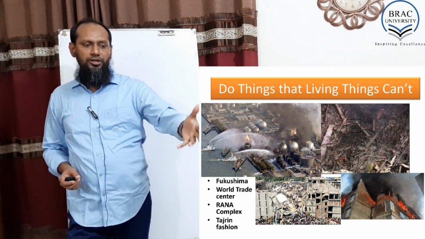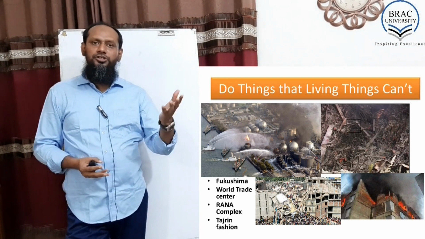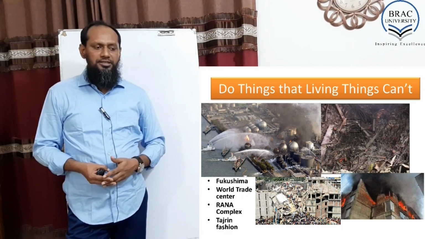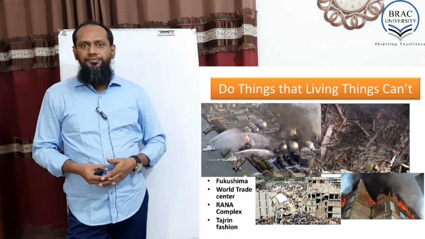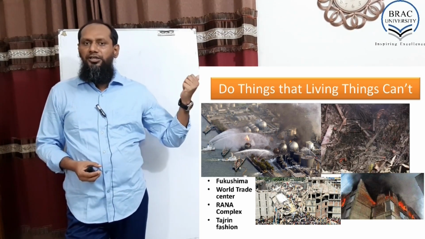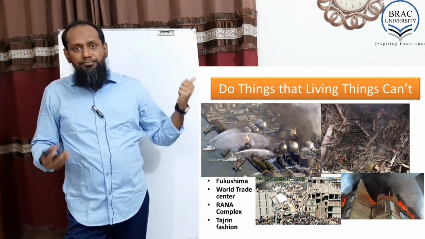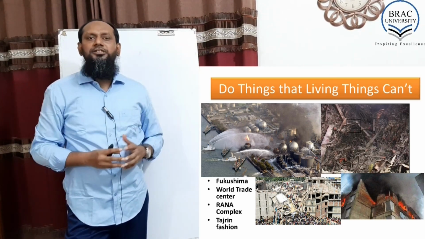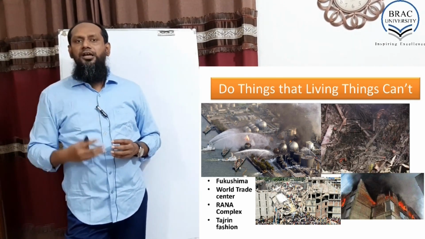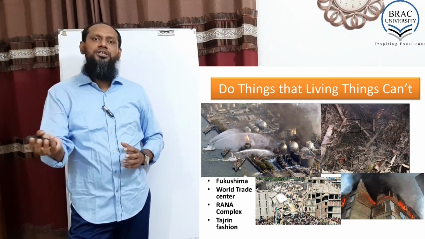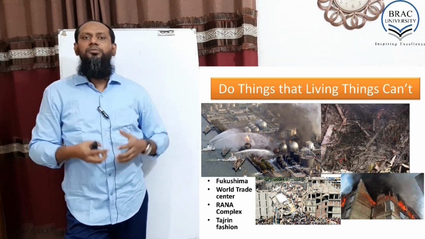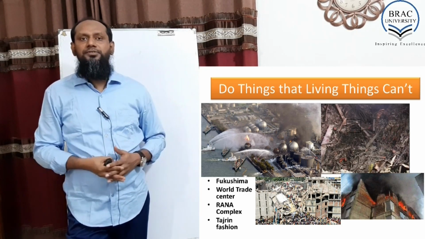Okay, I'm showing here some scenarios. One is Fukushima Daiichi, another one is World Trade Center, one is Rana Plaza, Rana Complex, and another is Taj Green Fashion. Okay, in these circumstances, we couldn't enter. Even in Rana Plaza, there might be some people inside some blockage, but we couldn't reach them. Since we are human beings, we need some space to go. We need air, we need light. But if we could use some robot, a very small robot, that could enter the place, it could save some lives.